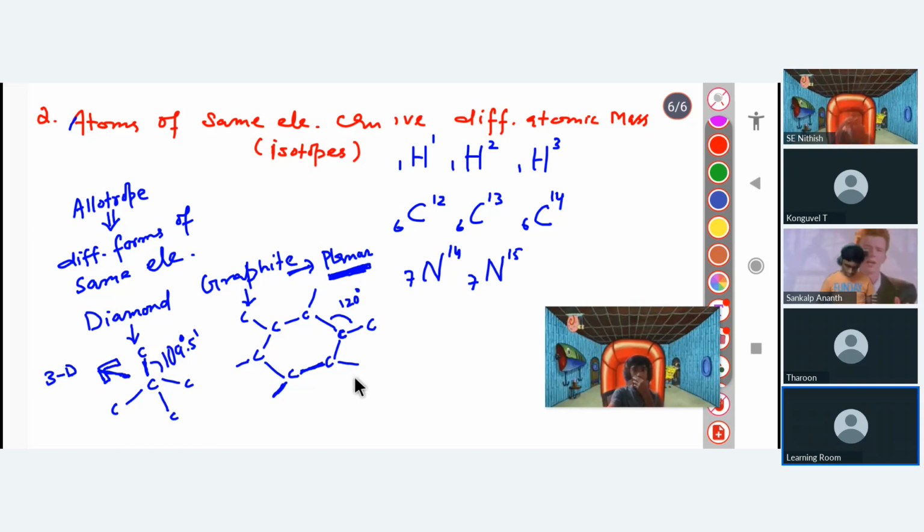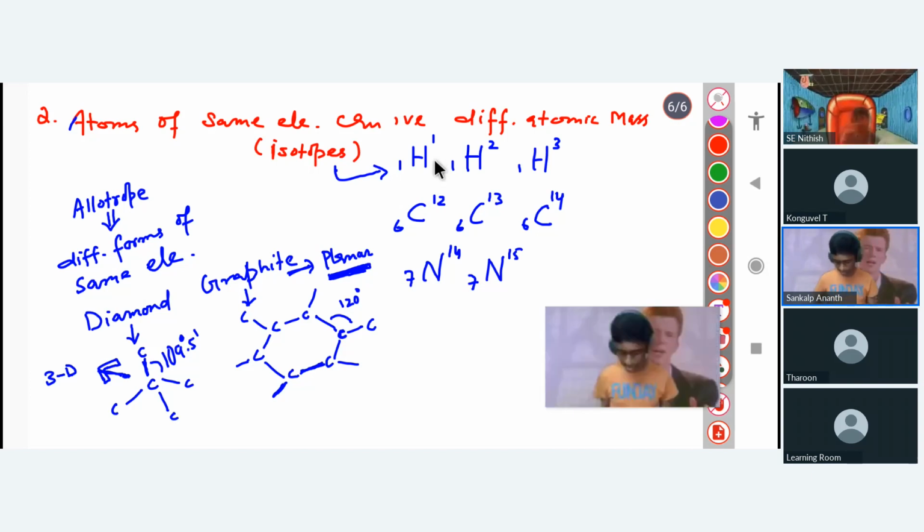So you have to simply remember that allotropes are the different forms of the same element. Allotropes have different structures, but isotopes have the same atomic number. Diamond has the same structure as methane. Methane has a tetrahedral structure, with carbon in the center.